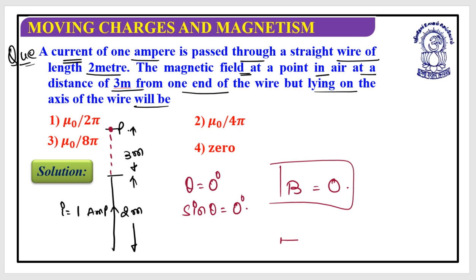This can be represented like this as well, that this is the current carrying conductor and you want a magnetic field at this point. So this would be 0. I hope this is clear.